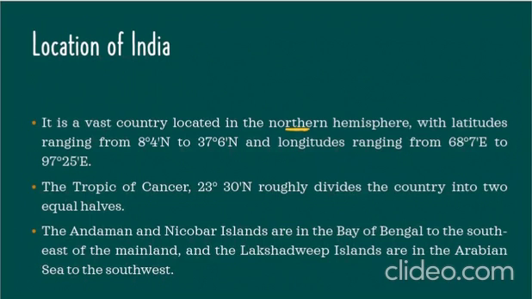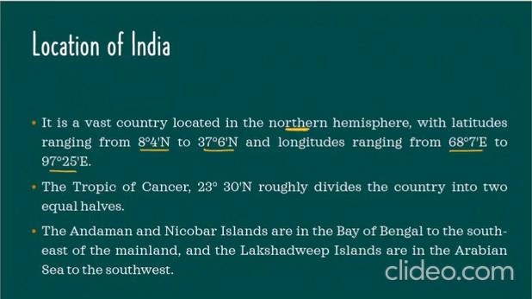Now latitudes and longitudes are very important. They are super important to remember. Latitudes are 8 degree 4 north to 37 degree 6 north. That is the latitude. Similarly, the longitude is 68 degree 7 east to 97 degree 25 east. That is the longitude. So longitudes are east to east and latitudes are north to north.